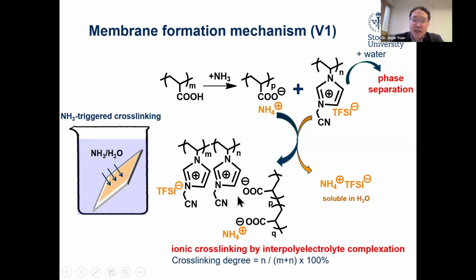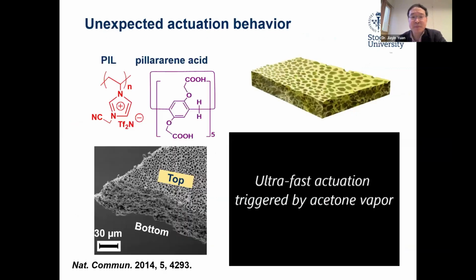So here, this cross-linking process does not proceed to 100%. Not all the imidazolium cations join the ionic cross-linking process. We define the cross-linking degree as the portion of the imidazolium cations binding with the carboxylate divided by the entire number of the cations here. So this is what we classify as the cross-linking degree. We will use them later when we study the cross-section structure of the membranes.